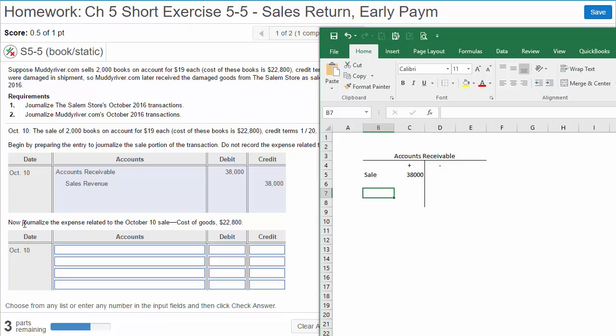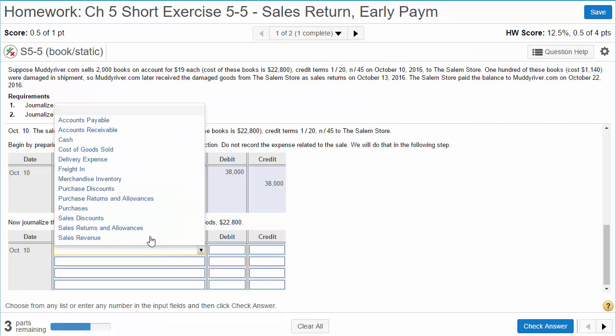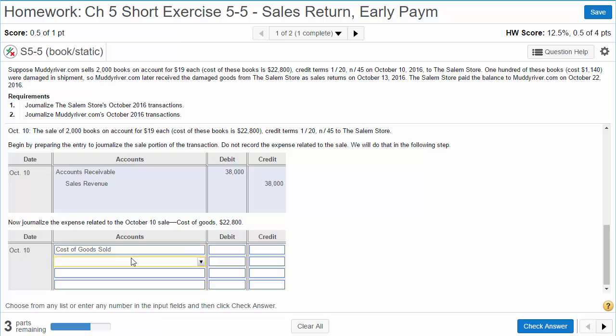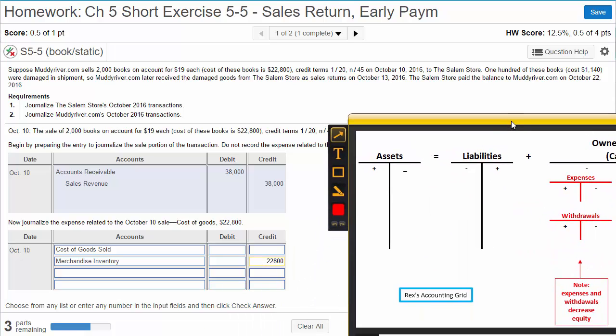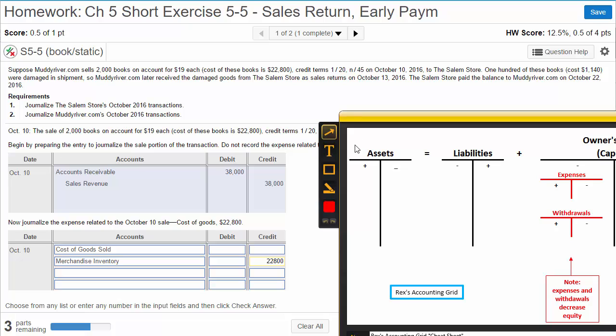Now let's go down to the second transaction. It says journalize the expense related to the October 10th sale. So what this is saying is we need to lower inventory, and we need to increase our cost of goods sold. Let's talk about inventory first. This is easier for most students to understand. When we sell our books, the inventory, which is an asset account, is going down. So that's why I'm crediting inventory.